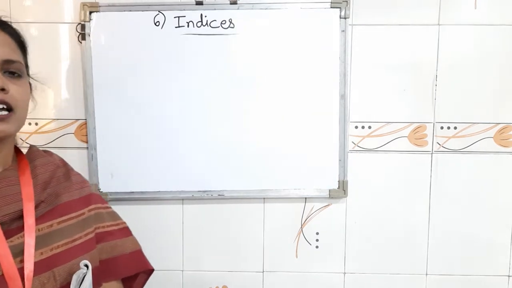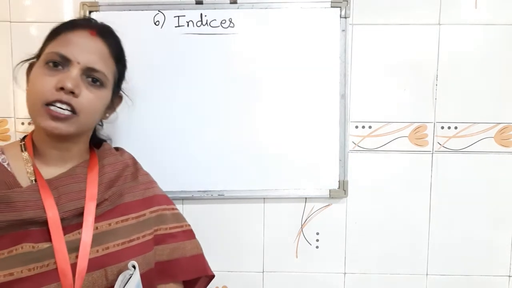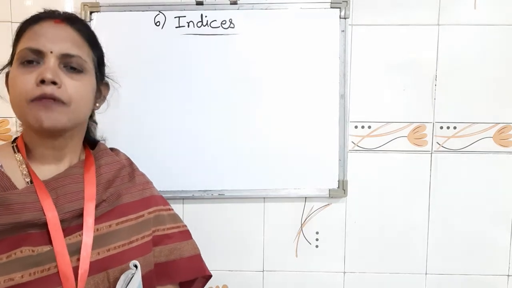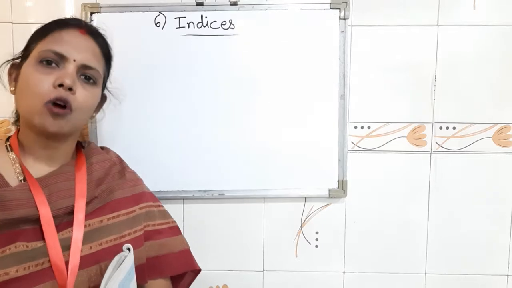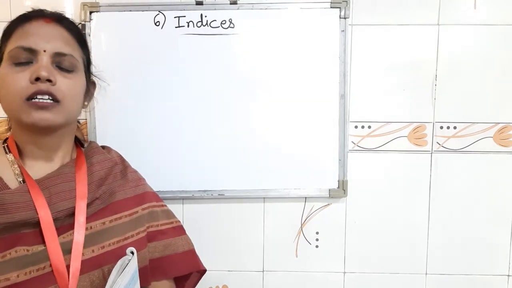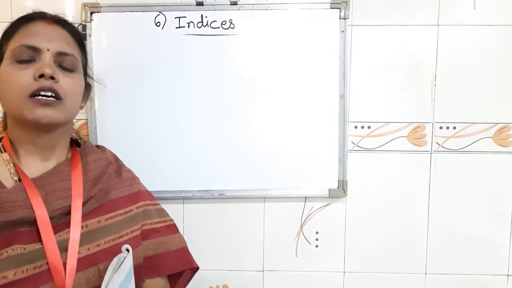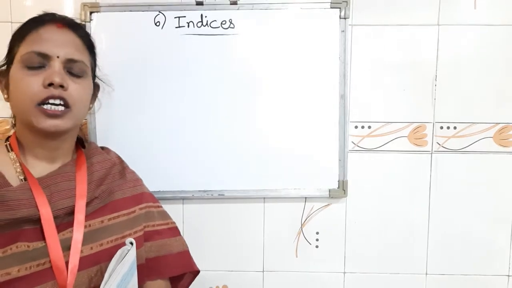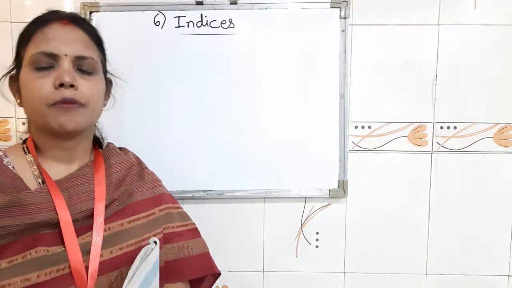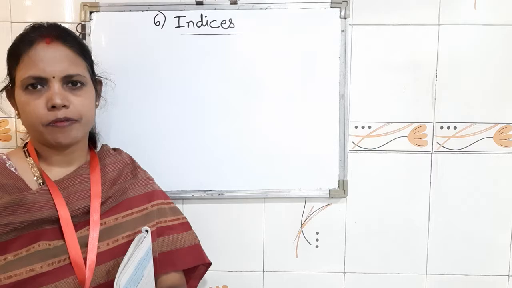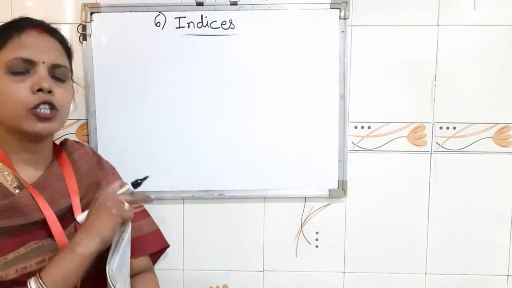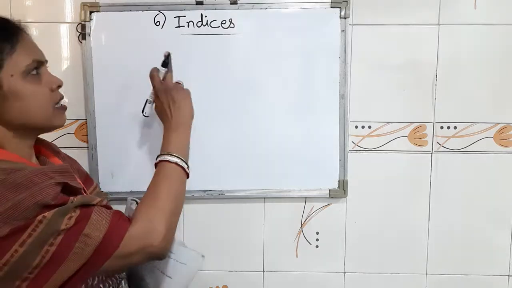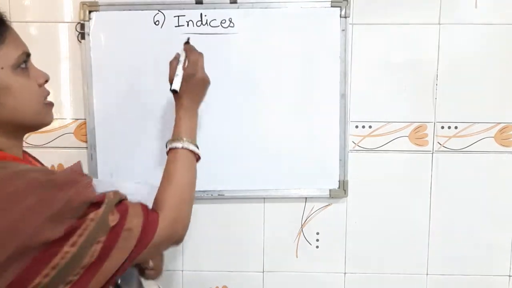Children, last Monday I had given a joint bar graph for the open book test. I hope you all completed the assignment and sent the picture to your subject teacher's personal WhatsApp number. So children, today we are going to continue our 6th chapter, indices.